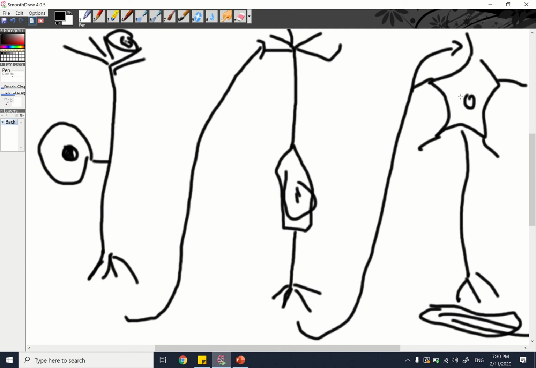And your motor neuron carries this message and sends it to the effector, in this case, your muscle. So your muscle tenses and prepares you to run. So the response is you run away from the snake. Easy.